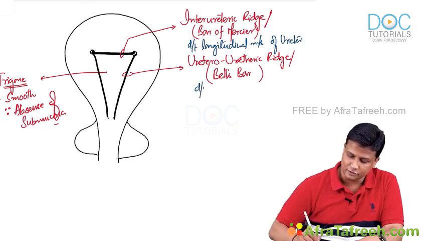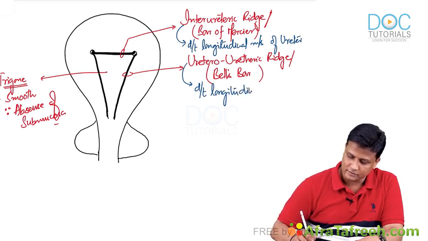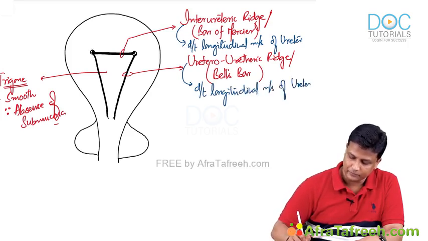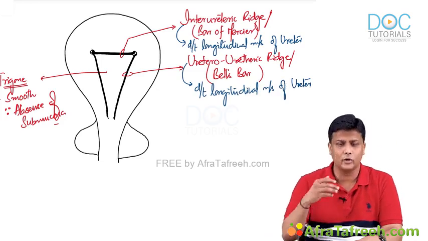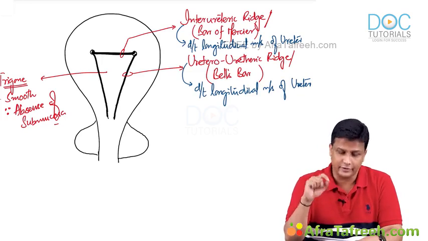And similarly, this is also formed due to what, sir? It is also formed due to the same reason. It is also due to the longitudinal muscles of ureter. They are going to continue forward. They are not stopping there. They are going to continue forward and they are going to form that muscular ridge.